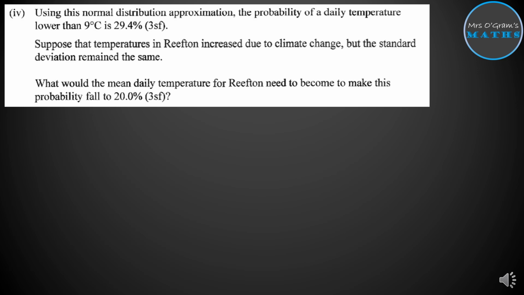So this one, we're told that the temperatures in Reefton increased due to climate change. So that means that the mean is going to get bigger, so mu is going to change here. It's telling us that mu is going up, but the standard deviation stays the same. And we want to work out what this new mean will be. We're told that the daily temperature for Reefton, if the probability of being lower than 9 degrees falls to 20%. So we need to put that information together on the diagram.